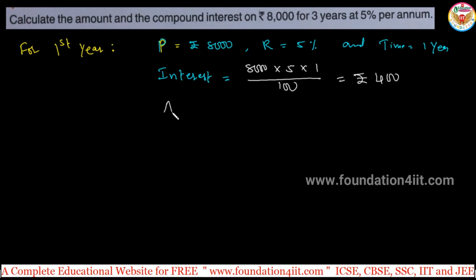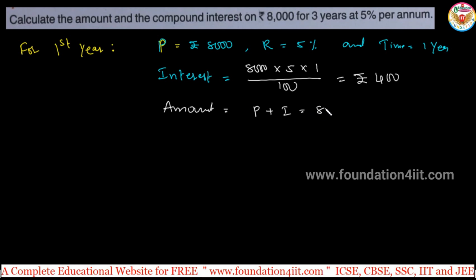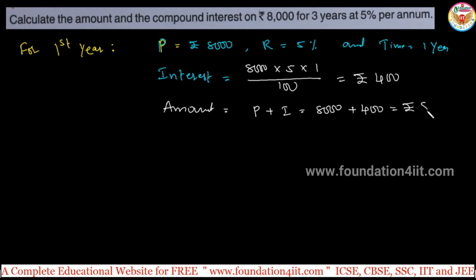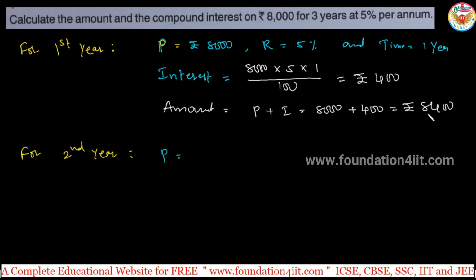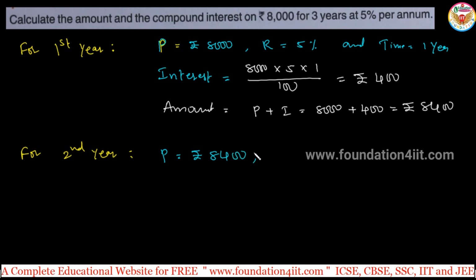Now the amount is principal plus interest, P plus I. So principal is 8,000 plus interest we got at the end of the 1 year 400. So total amount is 8,400. So 8,400 is the amount for the first year, end of the first year. Now for the second year, observe, for the second year now the principal becomes, first year amount becomes second year principal. So now principal is rupees 8,400. Okay, that is the main difference you notice here.